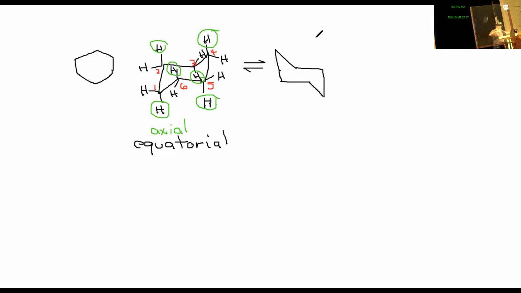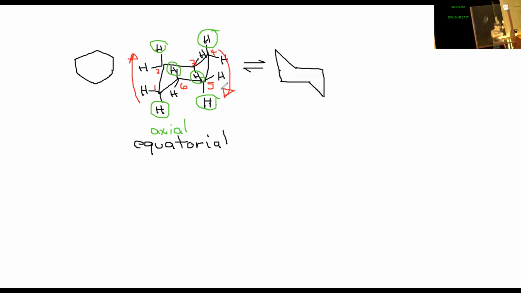Ring flip does not mean that we take the thing and flip it over like a pancake. It's a conformational change involving all 6 carbon atoms. And basically what we're going to do is we're going to grab this carbon and pull it up, and grab this carbon, carbon 4 in this case, and pull it down.